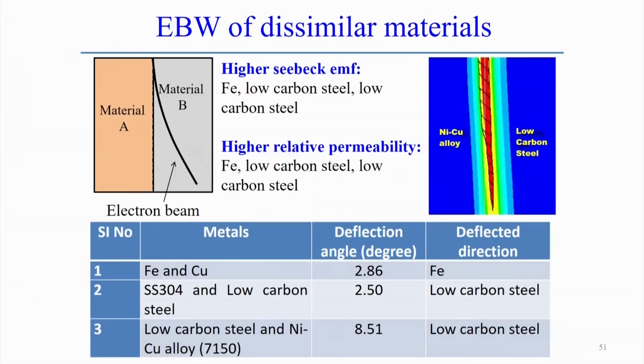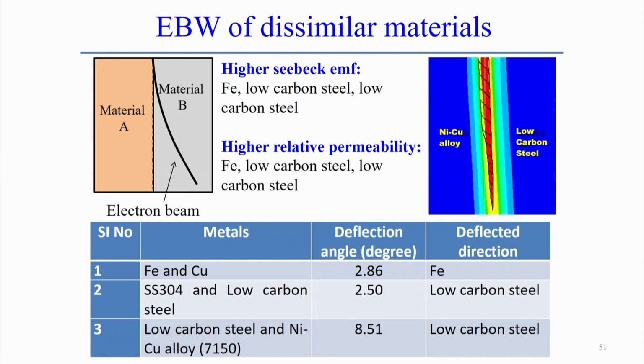So, we have analyzed the combination of these 3 materials, and if we roughly estimate the deflection angle, if you look into this figure, the beam is deflected towards material B. So, during the dissimilar combination of materials, it is important to know in which direction the beam will be deflected, whether towards material A or towards material B.